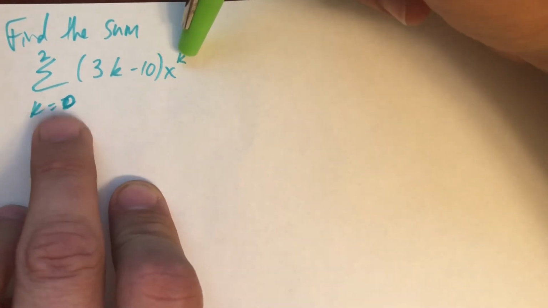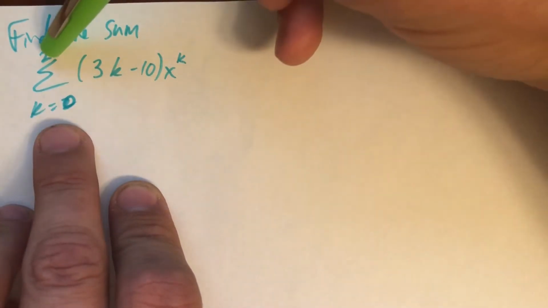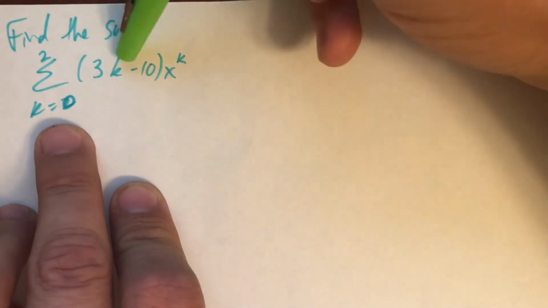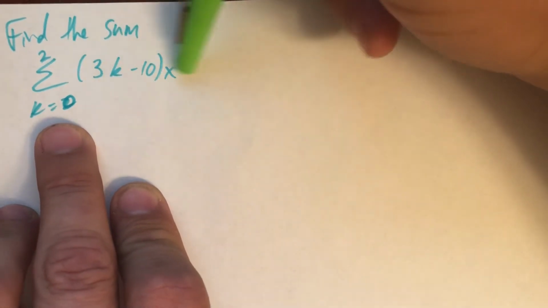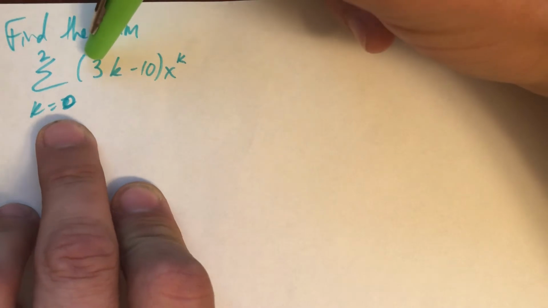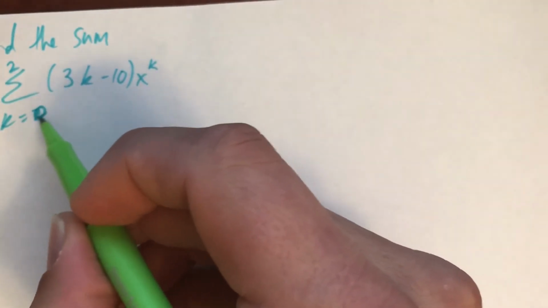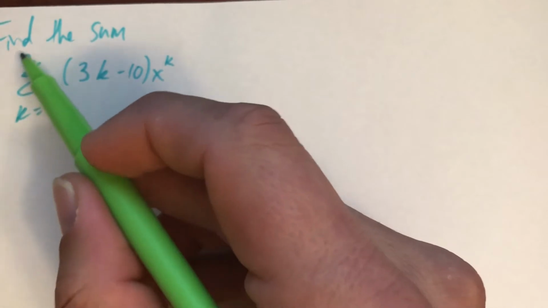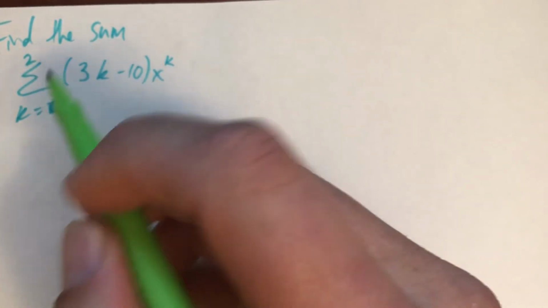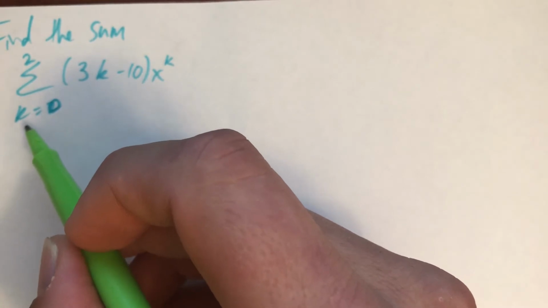We're just going to run our k values from 0 all the way to 2. So we're going to add up, we're going to plug in 0, and we're going to add where we plug in 1. We're going to add where we plug in 2. So just notation-wise, the number down here is always where our indexing starts, and the number up here is where the indexing ends. It tells you what variable we are replacing, right?